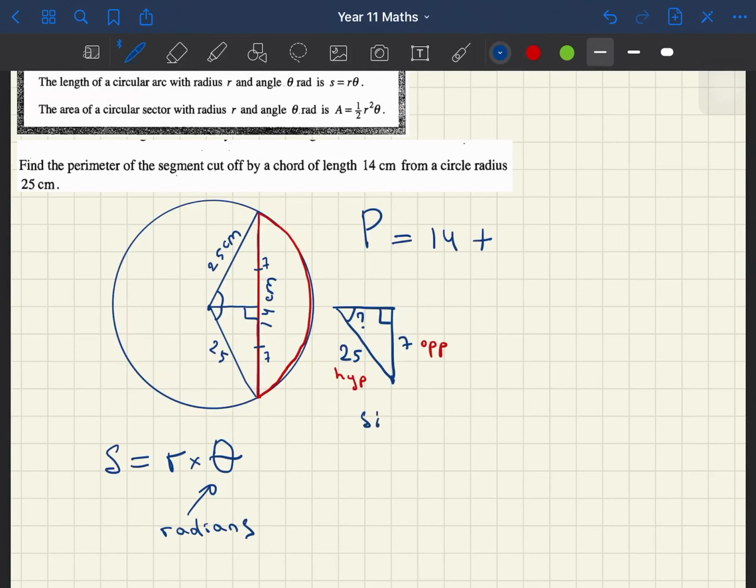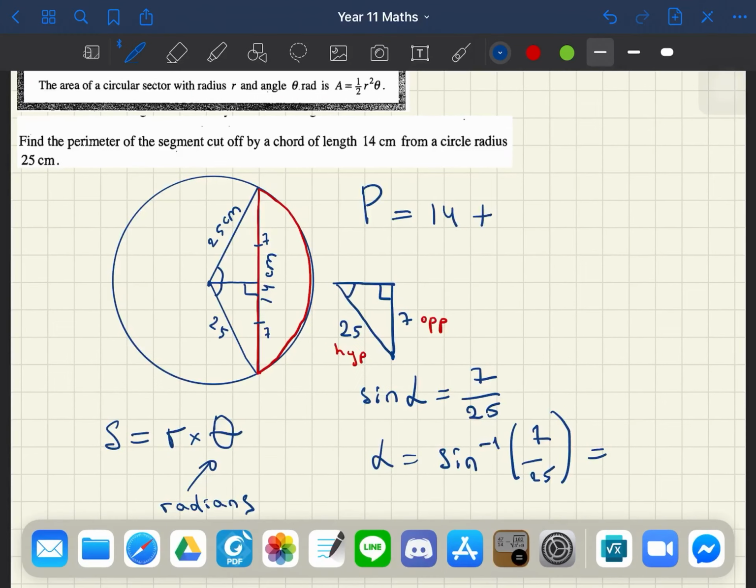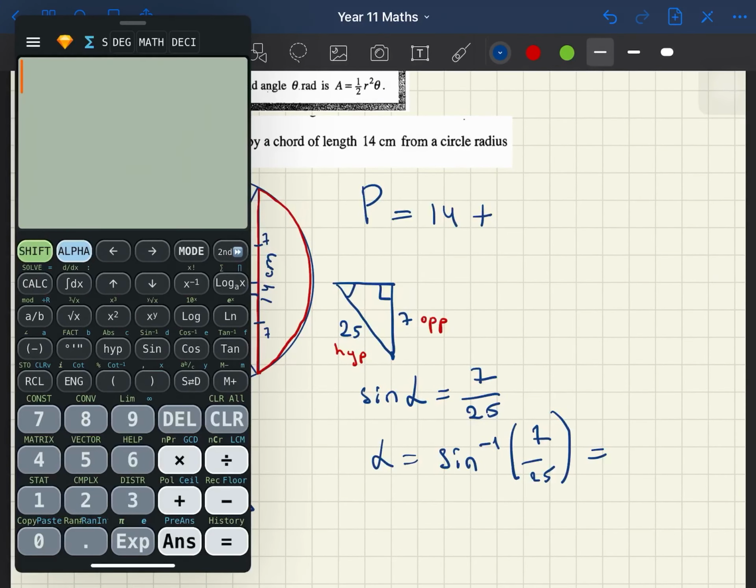So sine of some angle, and let's draw it like this. Let's say this is angle alpha. Sine of alpha is equal to opposite over hypotenuse, right? So it's 7 over 25. Then this angle is equal to sine inverse of 7 over 25. Again, you take out your calculator. Sine inverse of 7 over 25.